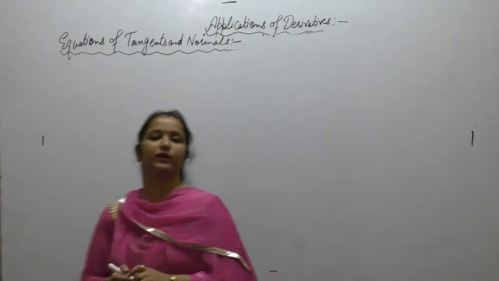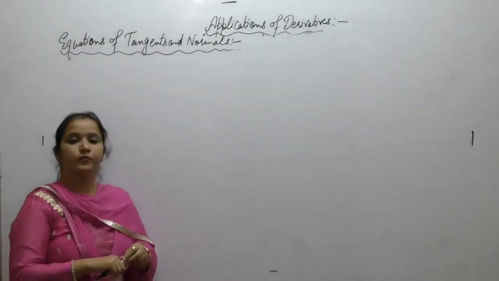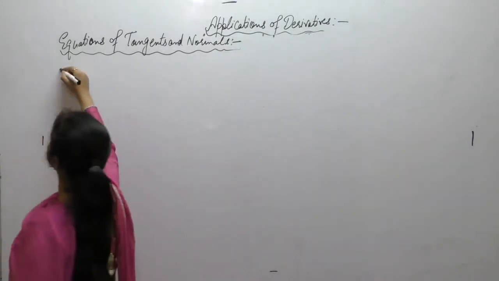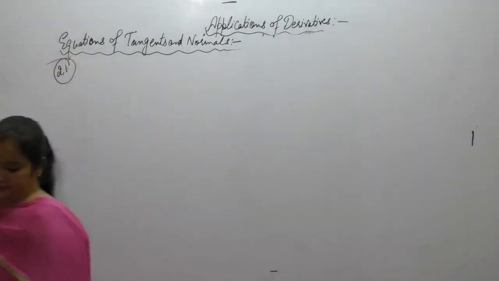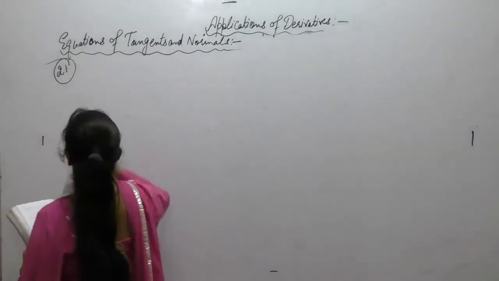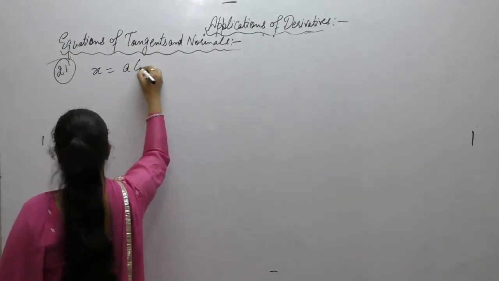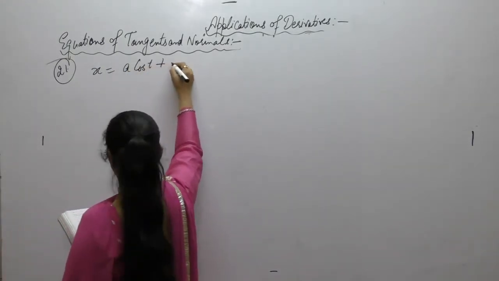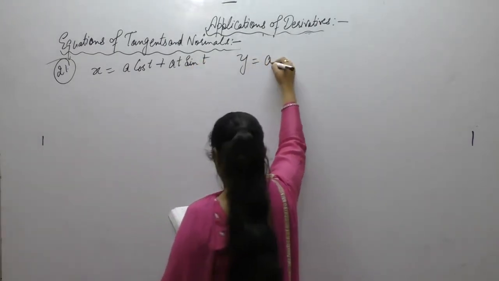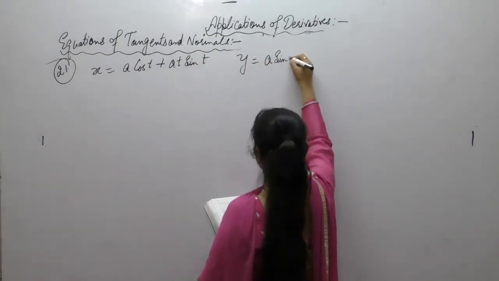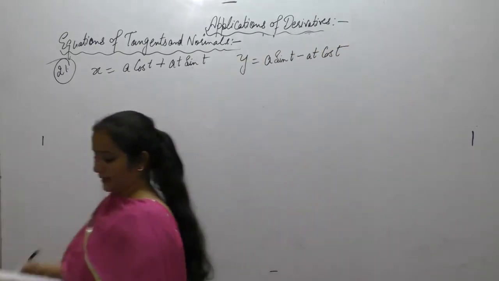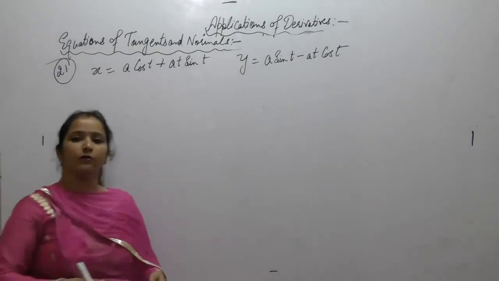Hello students, we were doing application of derivative, equations of tangents and normals के क्वेश्चन कर रहे थे हम. Let us start with the next question. Prove that all the normals to the curve x is equals to a cos t plus a t sin t, y is equals to a sin t minus a t cos t are at distance a from origin.